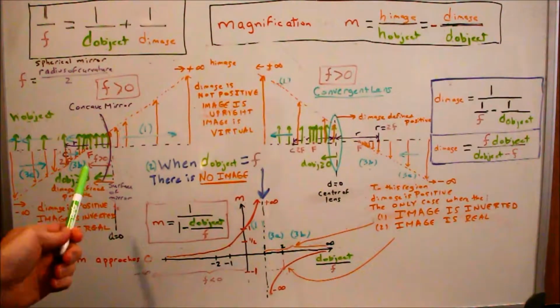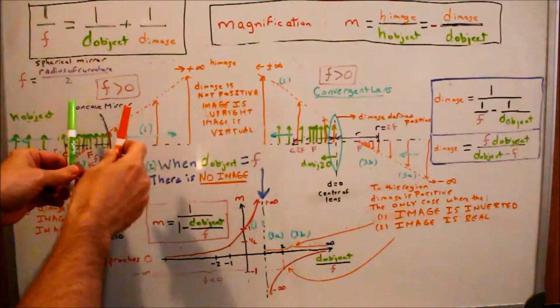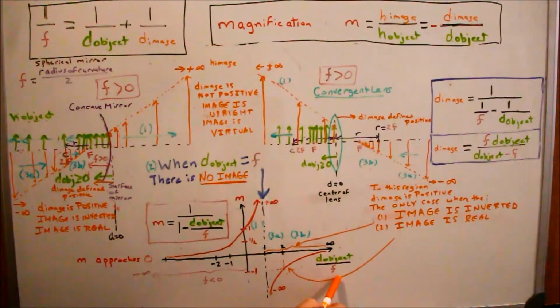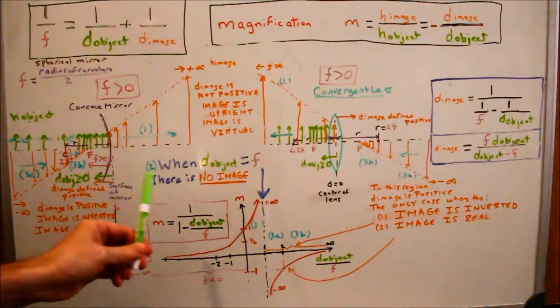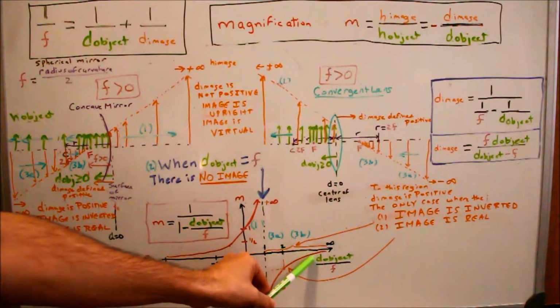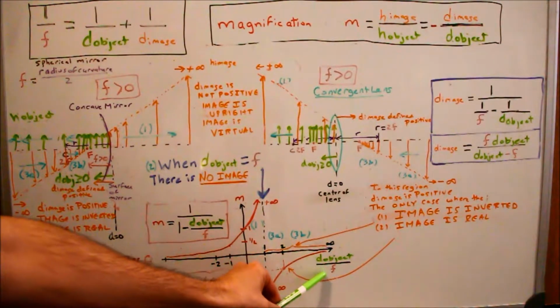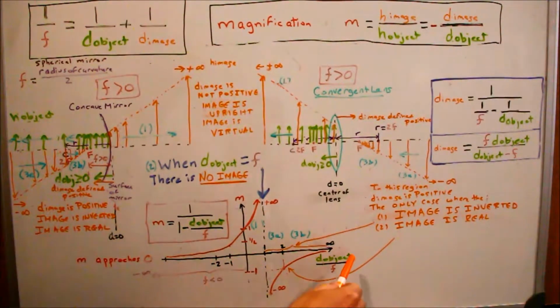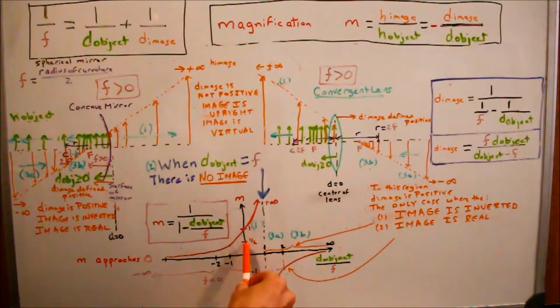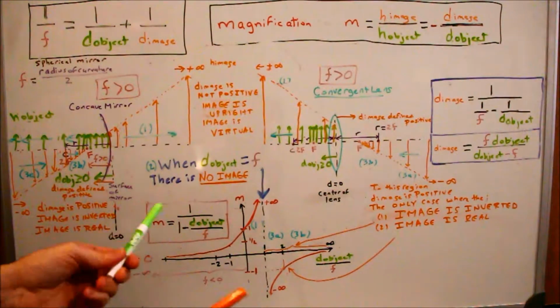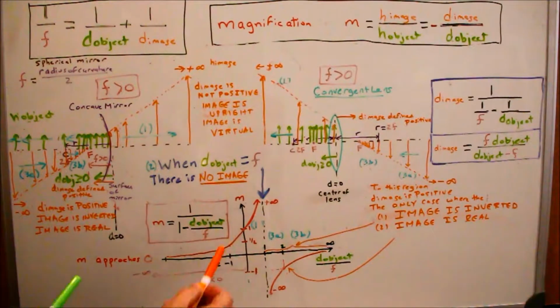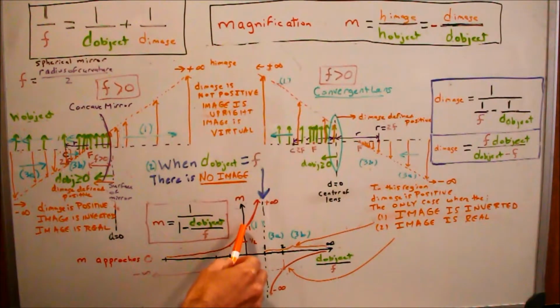Another example of that is a plane mirror, where the focal length is infinity. Regardless of the object distance, as long as it's less than infinity, this ratio of some number over infinity is 0. So right on this axis, my magnification factor for a plane mirror is 1. So that's a very familiar case.